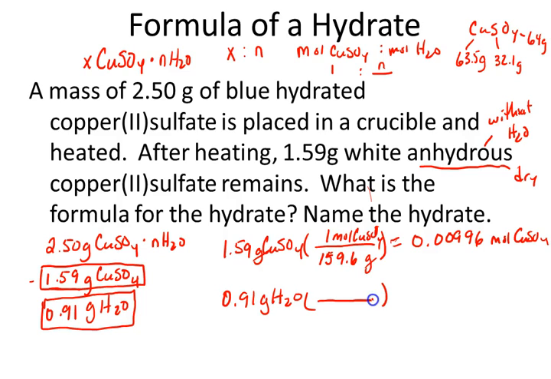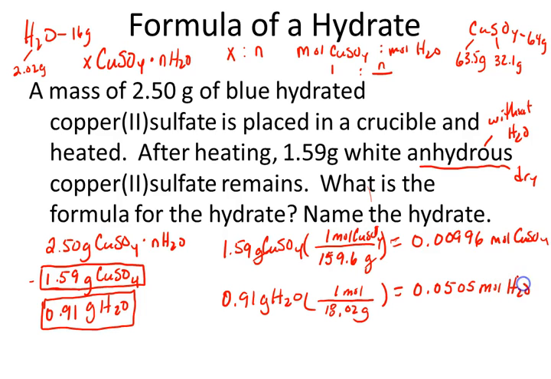And we have 0.91 grams of H2O. We're going to convert that to moles also. And for H2O, we've got 1.01 times 2 is 2.02 grams. 16 grams, 16 plus 2.02 would be 18.02 grams, 1 mole. So 0.91 divided by 18.02, that's 0.0505 moles H2O.